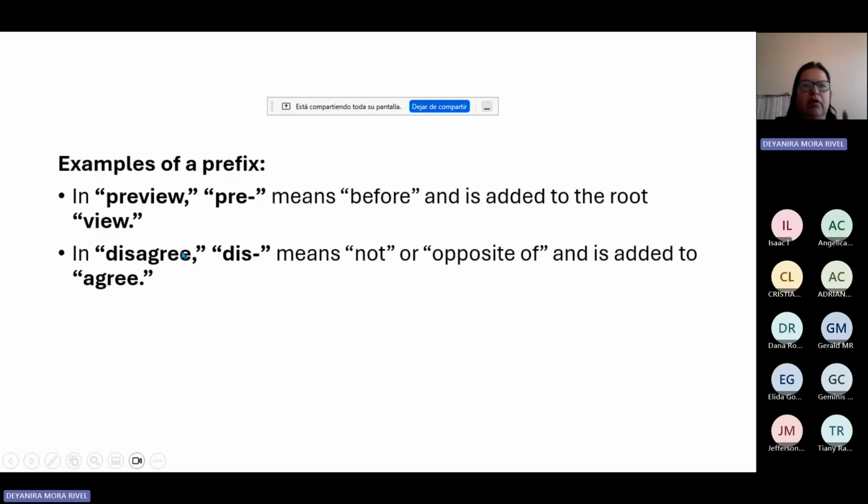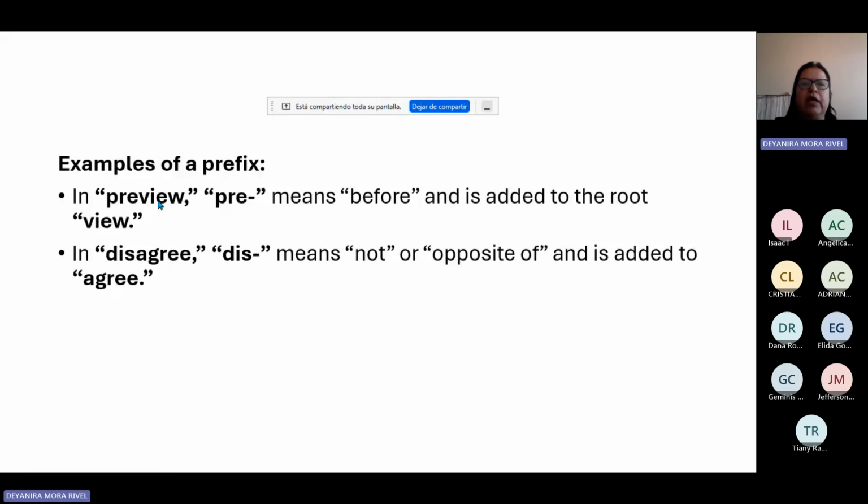Now, the other thing that we had studied, pre is a bound morpheme because I cannot use it alone. And dis is a bound morpheme because I cannot use it alone. But agree is a free morpheme because I can use it on its own. And view is also a free morpheme. Okay, so that is what we have.